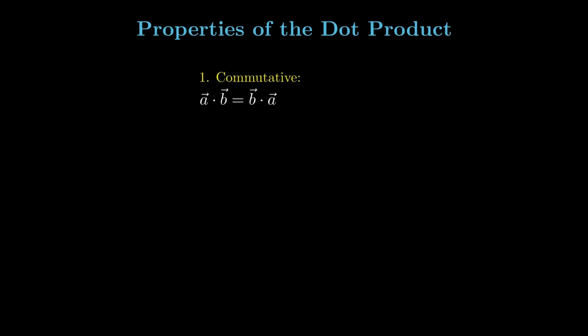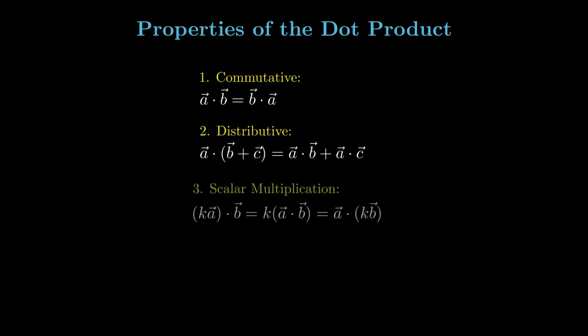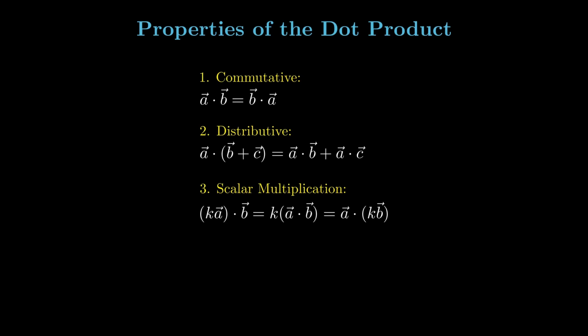To use this effectively, you need to know four key properties. First is commutative. The order doesn't matter. A dot B is the same as B dot A. Second is distributive. You can break apart complex vector additions into simpler pieces. Third is scalar multiplication. If you stretch one vector by a constant, the final result stretches by the same amount. And fourth is the length formula. If you dot a vector with itself, you get its length squared. This is directly related to the Pythagorean theorem.